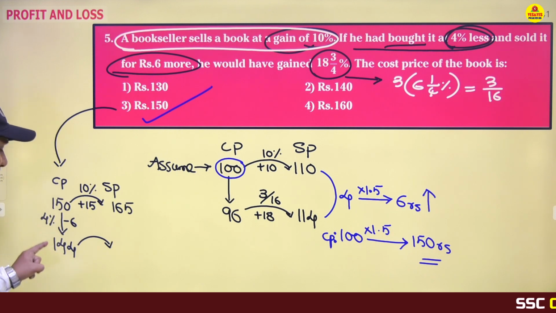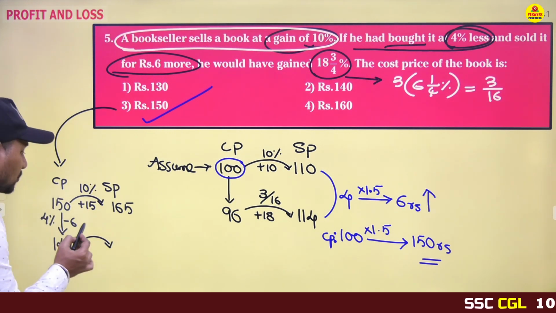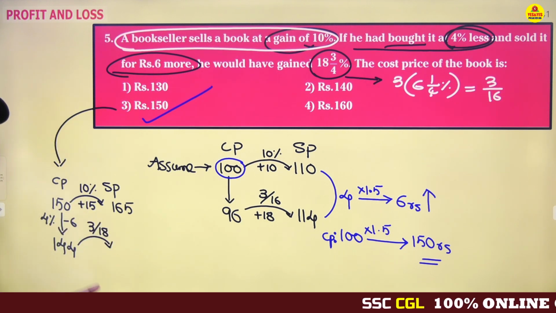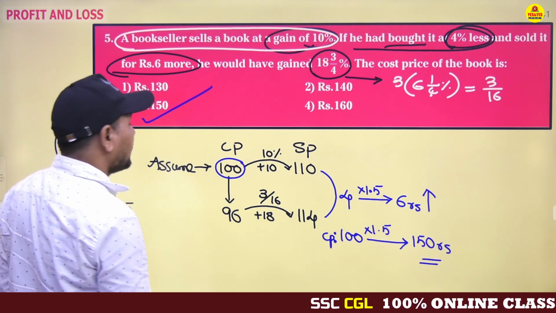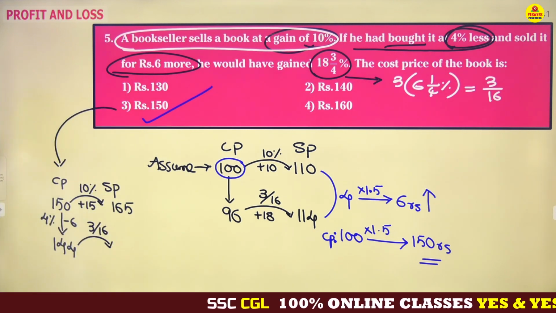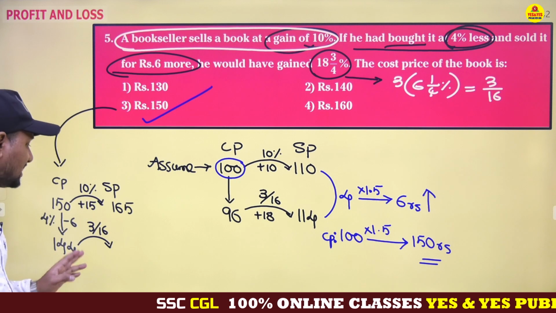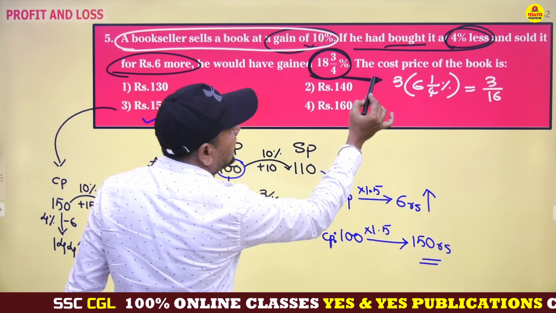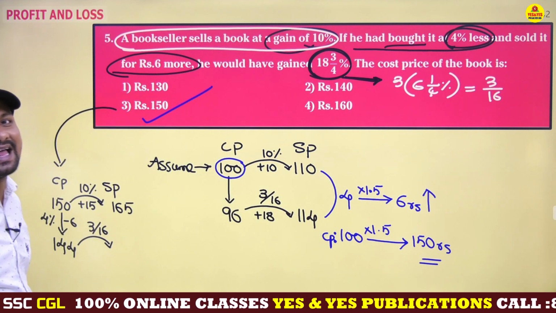Now if you are purchasing the product for 144, you are ready to take 3 by 16th part as profit. Sorry, 3 by 16th profit. How do you get this 3 by 16? Just understand the point: 3 by 4 percentage gives rise to 3 by 16 after the calculation.